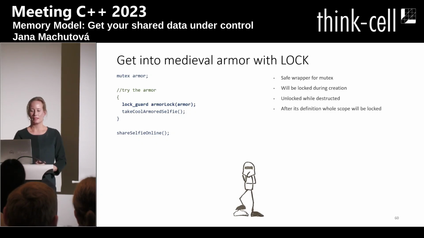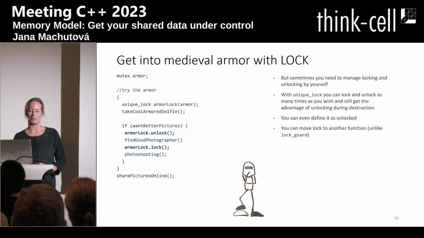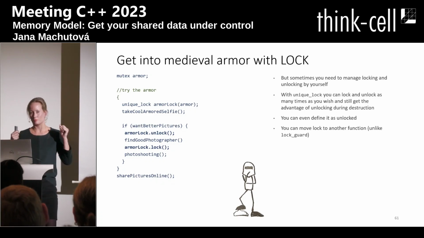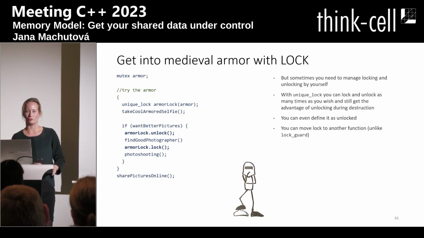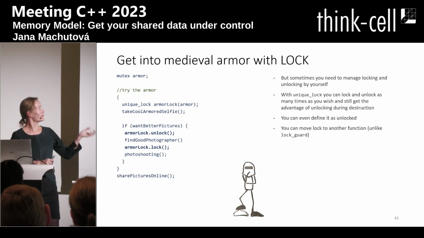But you may still be missing some functionality with lock guards, so we have even more sophisticated ways to approach it, and that's a unique lock, which allows you to lock and unlock again and again. So in our example, we put on the full armor, take a selfie, and find out that we want better pictures, so we go look for another photographer. We take the armor off, find someone, and lock it again.